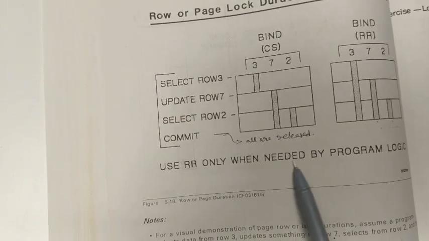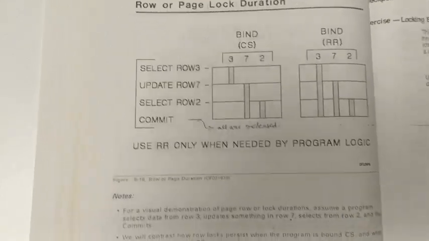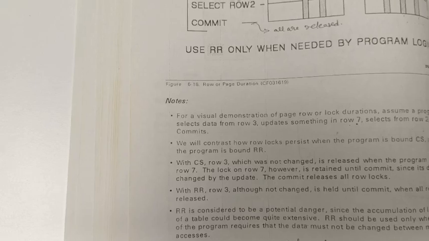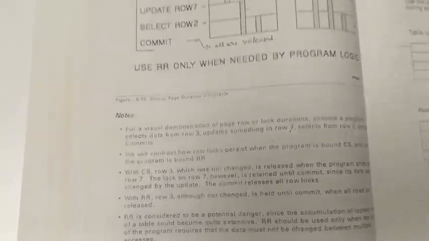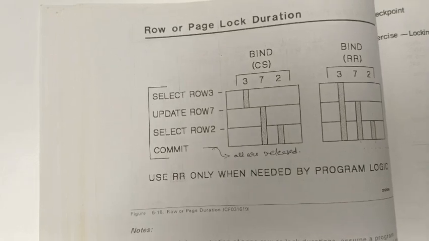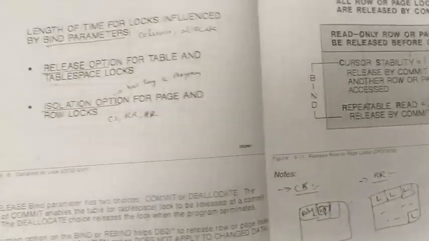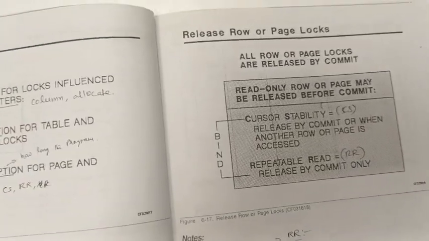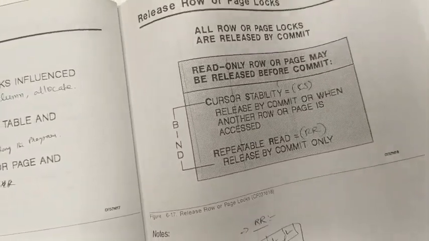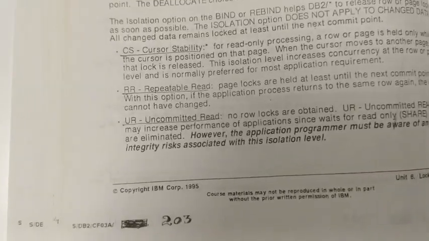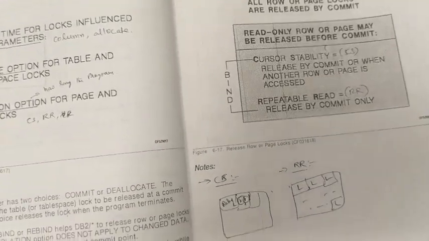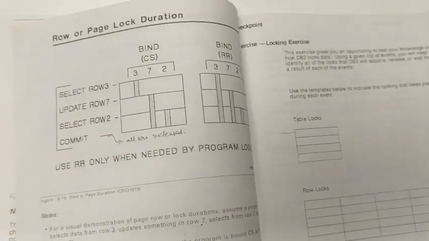Use repeatable read only when needed by program logic. You should not use the other options otherwise. An exclusive lock cannot be released here. This is the difference between cursor stability and repeatable read. Friends, these are most frequently asked interview questions. Sometimes the interviewer asks what is the difference between cursor stability, repeatable read, or uncommitted read. There is one more option that came recently, read stability. You have to tell the fourth option also.